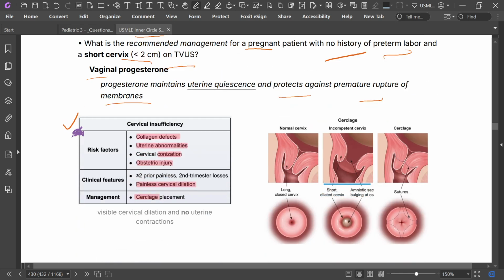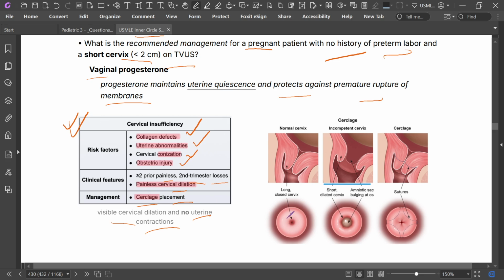Cervical insufficiency may be due to collagen defect, uterine abnormality, cervical conization, and obstetric injury. Clinical features: two or more prior painless second trimester losses and painless cervical dilatation. Management is cerclage placement, with visible cervical dilatation and no uterine contractions.